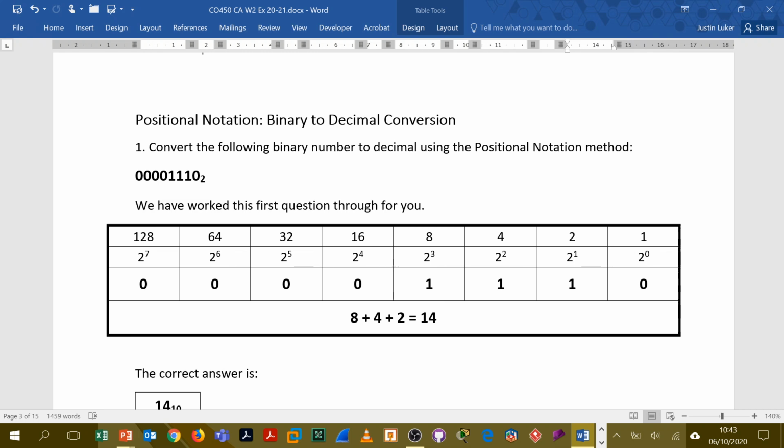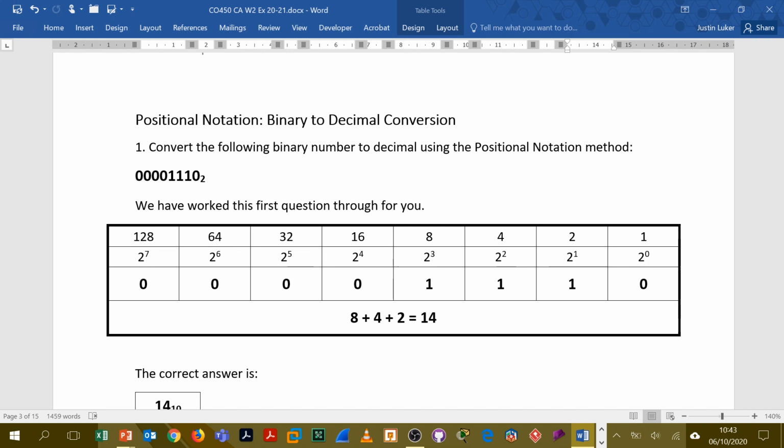So the first one we've done for you, just to give you an example. We're asking you to convert the following binary number to a decimal using the positional notation method. So the number here is 011100000. So we represent the number to 8 bits, although the last 4 bits in this particular number are all zeros.